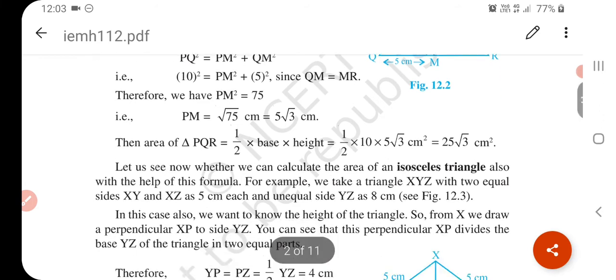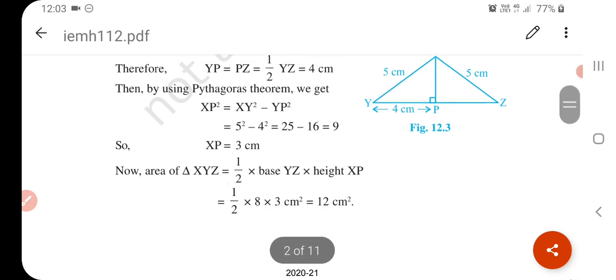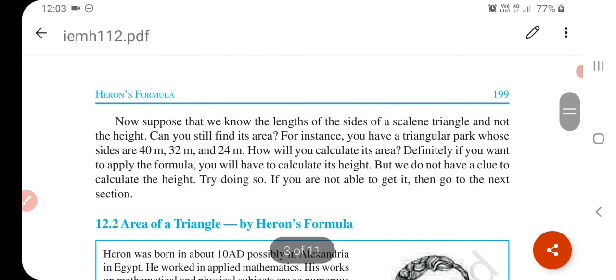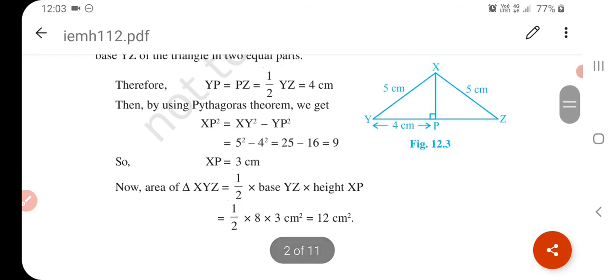And when the triangle is isosceles, again we can find the area of triangle with the help of altitude. हम उस पर perpendicular डाल करके उसका area find कर सकते हैं. See here, यहाँ दो sides equal हैं, so आप easily इसका area find कर सकते हैं with the help of altitude. Understand? And in isosceles triangle में भी हम उसको altitude डालकर.